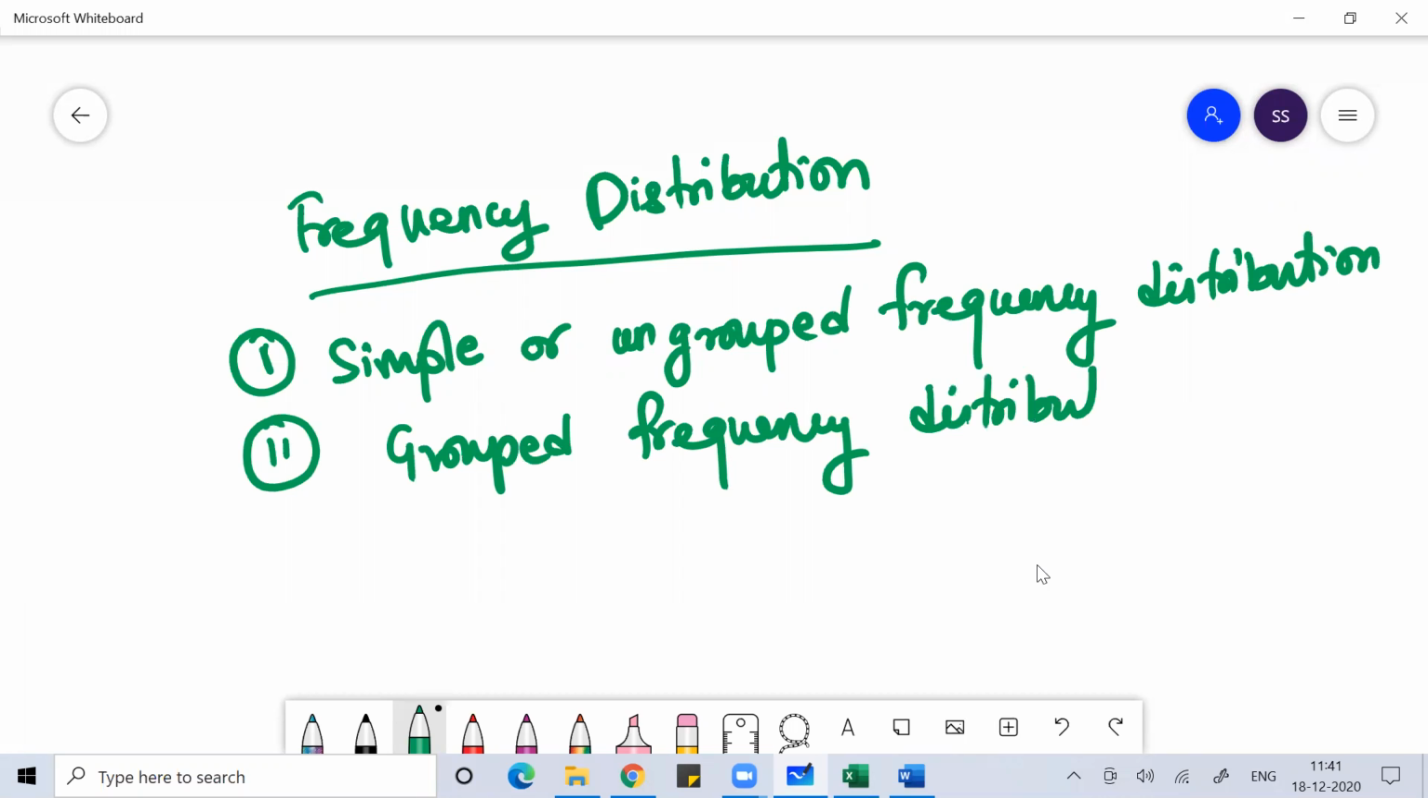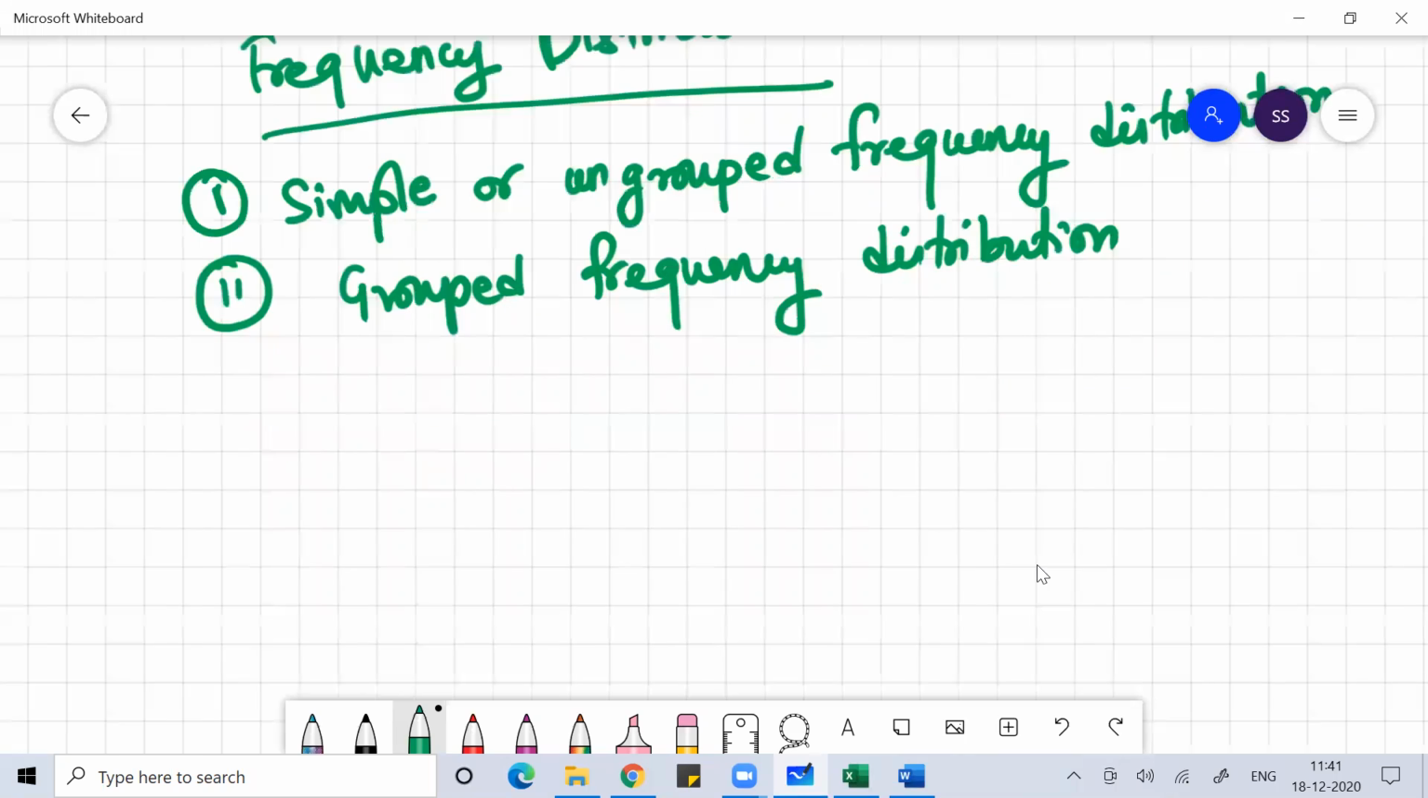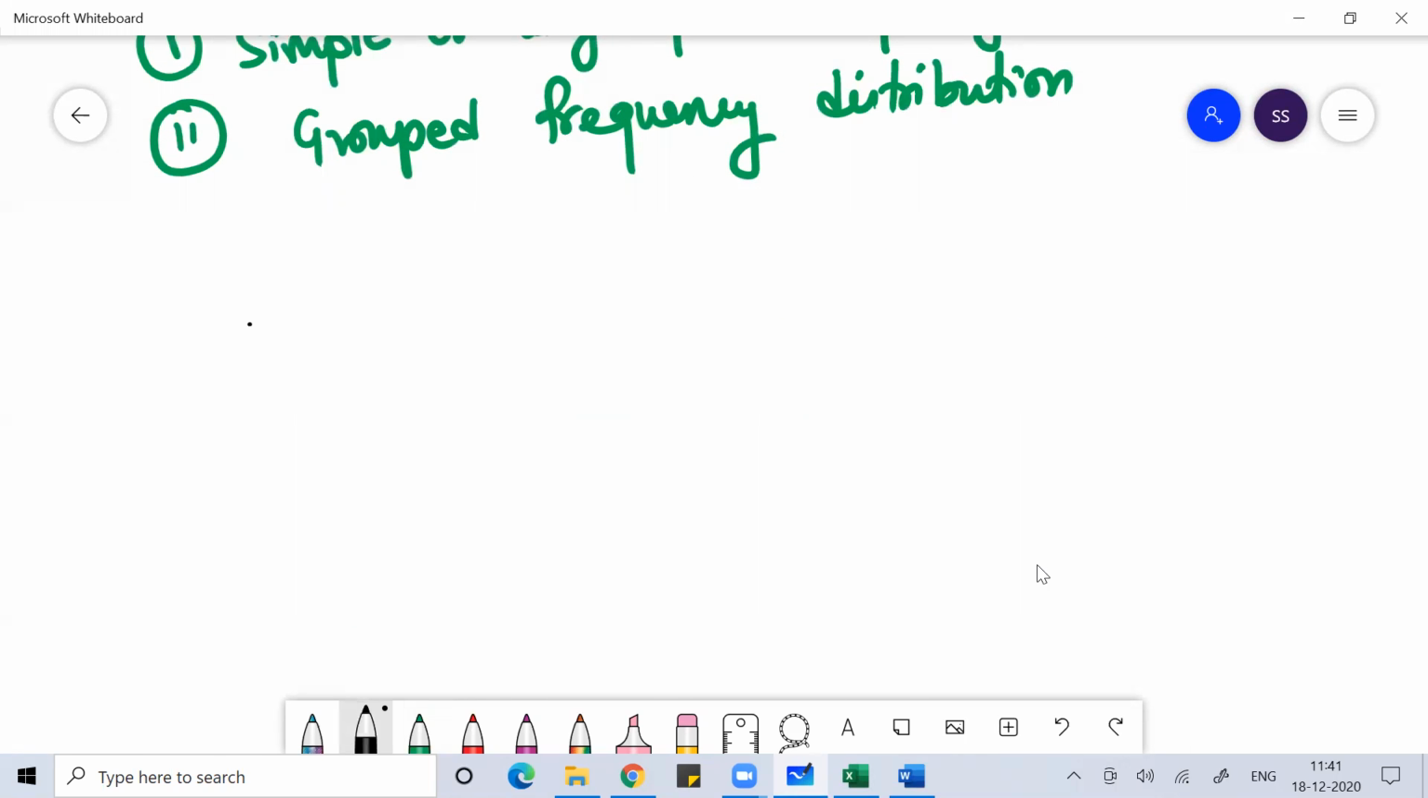We can talk in two forms: simple or ungrouped frequency distribution, or grouped frequency distribution. Whenever we talk about data, our data can be simple raw data. When you collect primary data or you have secondary data, it can be unscattered, dispersed. That is called raw data.